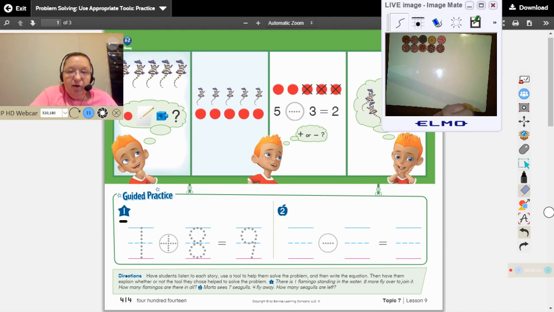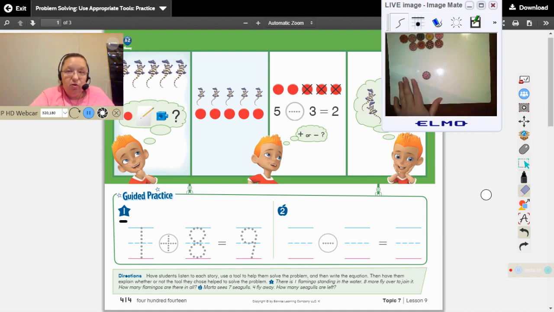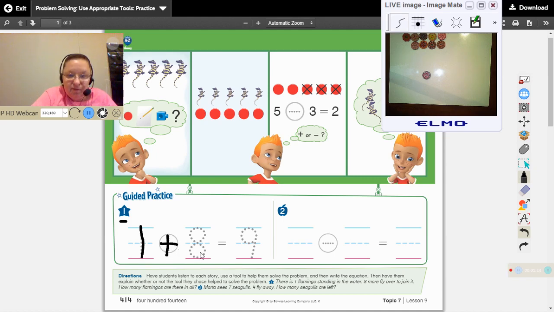So, there is one flamingo in the water. We need to bring down one counter, and we need to write the number 1. We're doing our addition, so we're using the plus sign. 8 more flamingos fly over to join it. We have to bring down 8 more. 1, 2, 3, 4, 5, 6, 7, 8. 8 more fly over to join it, so we have to write our number 8.